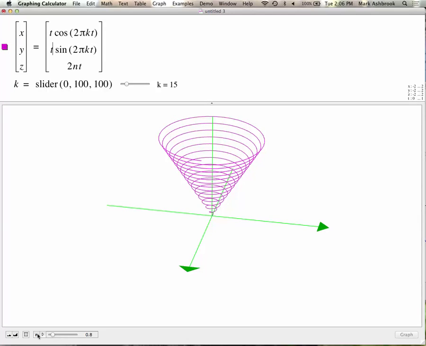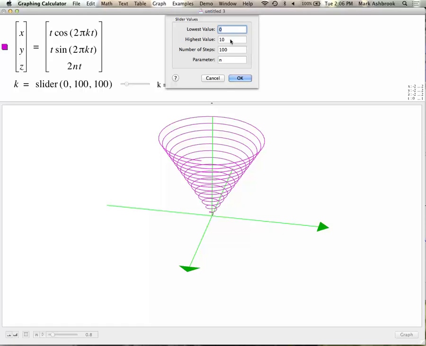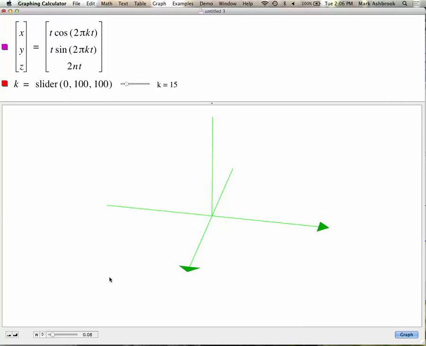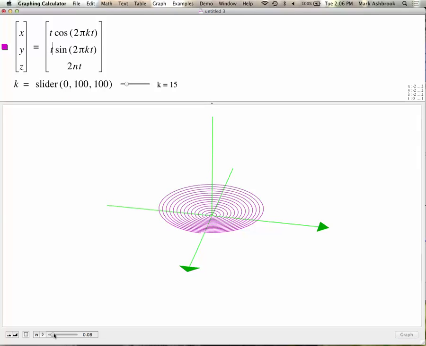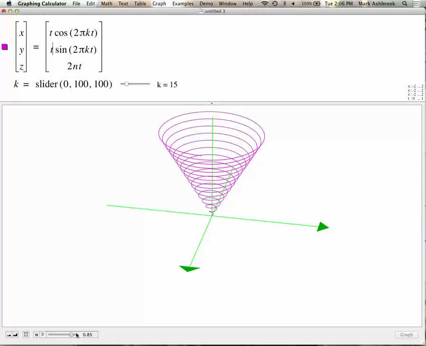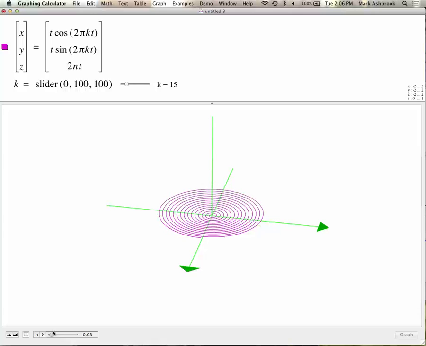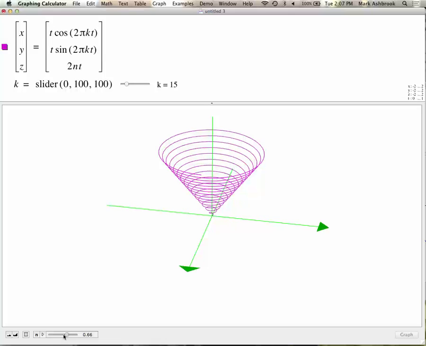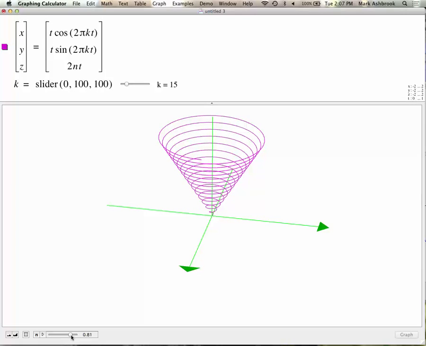So I need n. Let's do n from here. So we'll change n from 0 to 1. Did it work? All right, so if I get a perfect bird's eye view down the z-axis of this thing, and we change n, what will you see? Nothing.